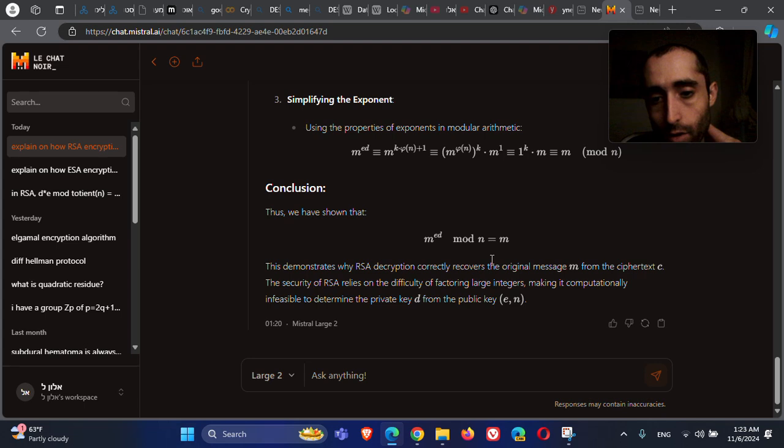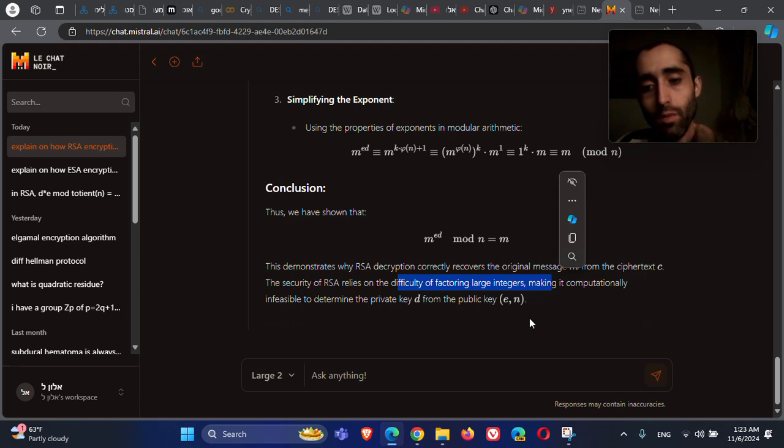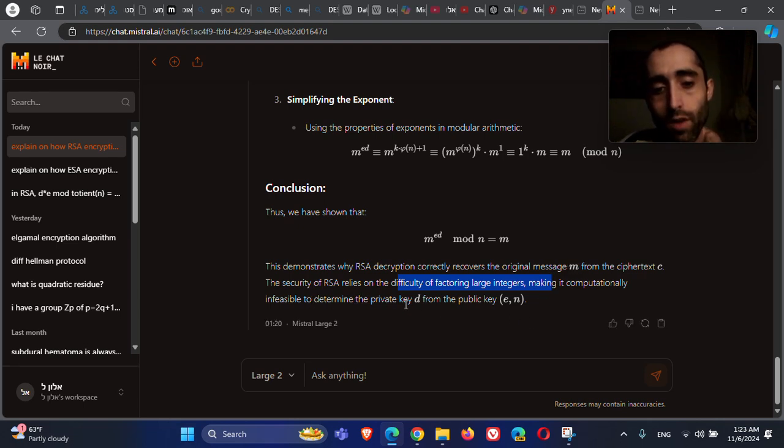So this is the decryption we get from this m. For encryption, we are without the d. We're just doing m to the power of e mod n. In the decryption, we take it to the power of d, so m to the power of ed mod n, and we get m. This is how RSA works and converts the ciphertext back to the original message, and it's based on the difficulty of factoring large numbers, making it computationally infeasible to determine the private key from the public key.